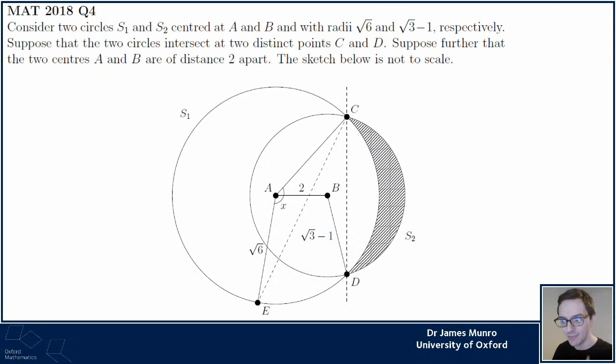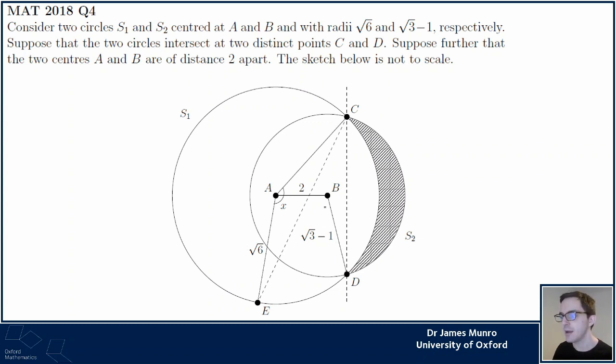Okay, question 4. This diagram looks terrifying. There's lots of stuff going on in here. Different parts of it are used for different parts of the question. So part of the skill here is to focus on the parts that we're being asked about and ignore irrelevant parts of the diagram. There's a point E that doesn't come in until later in the question, and there's an angle X that we don't need to worry about yet. To start off with, all I think we need to know is that the centres are A and B, they're a distance of 2 apart, and the radii are √6 and √3 minus 1.